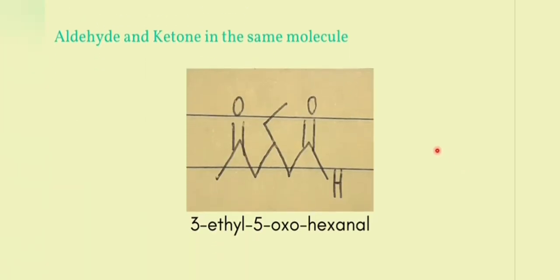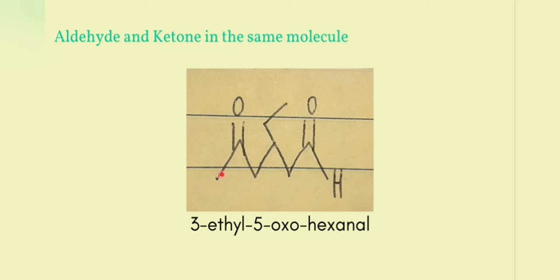So there are other examples. So what if aldehyde and ketone are in the same molecule? So since aldehyde has higher priority than ketone, then the ketone would be named as oxo instead of ONE. So the Al is still retained in the aldehyde. So 3-ethyl 5-oxohexanal. And hexane is located because 1, 2, 3, 4, 5, 6.